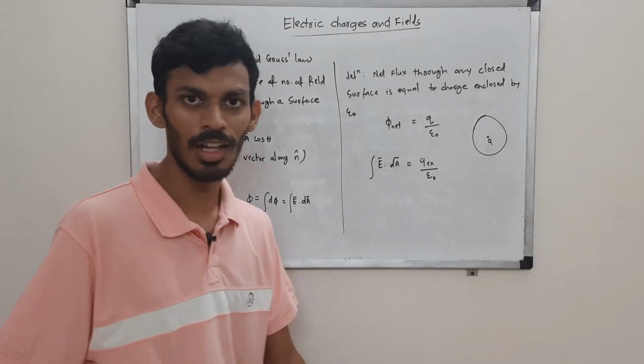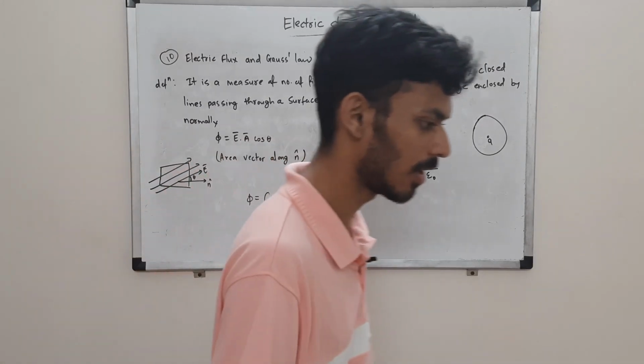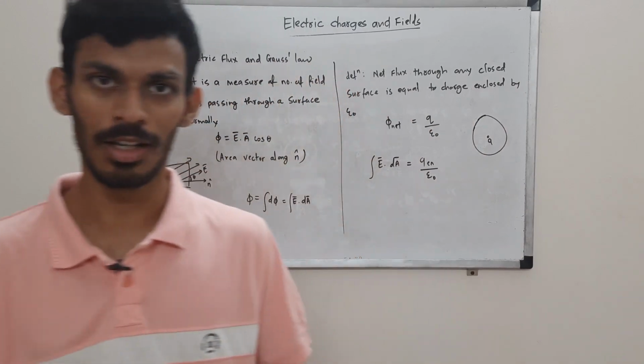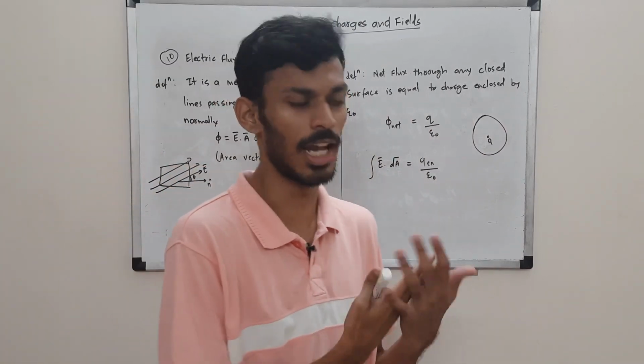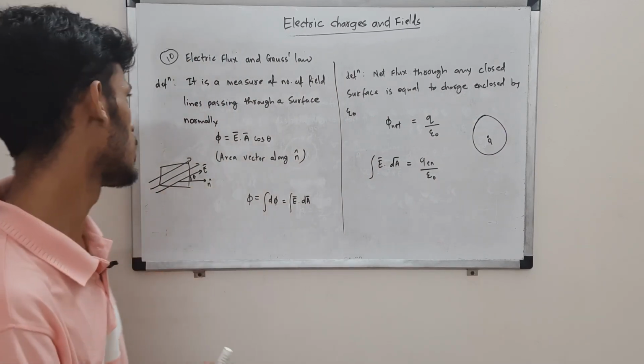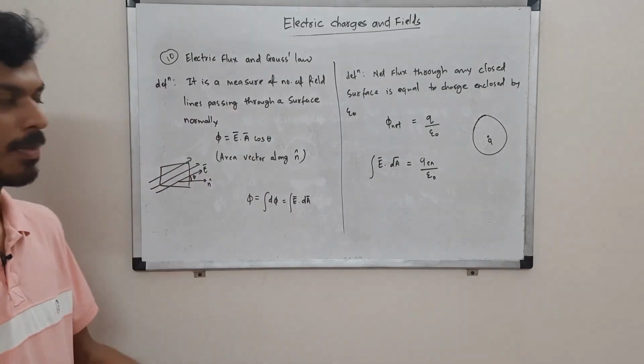Let's come to electric flux and the Gauss law. So basically, what is electric flux? Electric flux is the measure of the number of field lines that are passing through a given surface. Normally, we only take those lines which are passing perpendicular to the surface. So it's the measure of the number of field lines passing normally through a surface.